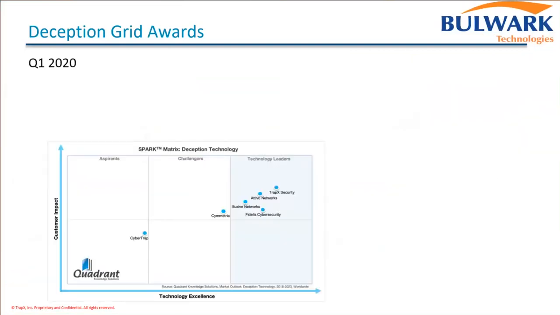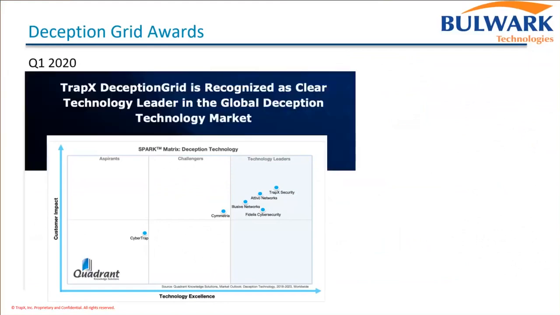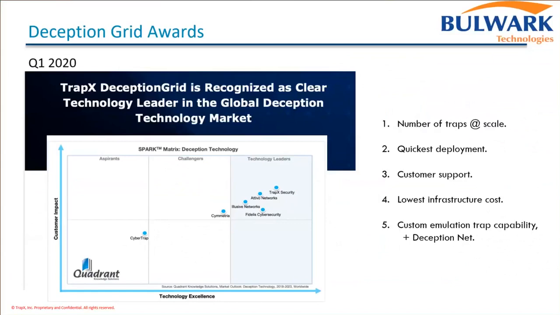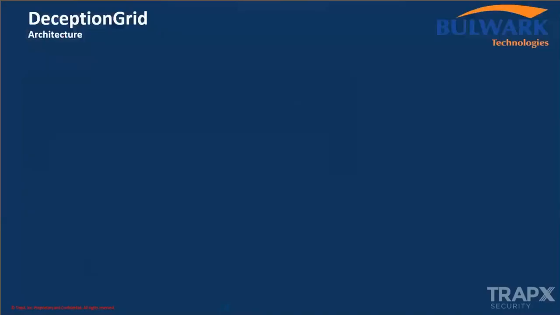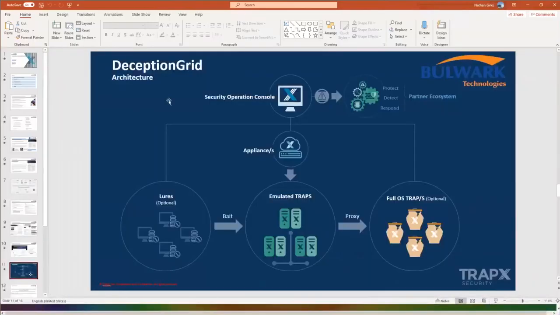So moving on. And finally, in Q1 of this year, there isn't a Gartner Magic Quadrant, but an independent body did analysis of a number of the technologies in the marketplace, and TrapX came out as a leader. And they made some really interesting comments, again, around the number of traps, the fact that we could do that at scale, the fact that we had a very low infrastructure cost, that we had our custom capability, and also our deception net, which is really interesting. And we'll touch on that as part of the attack intelligence that Nathan's going to show you in the demonstration as well. So moving on, I'll hand over to Nathan.